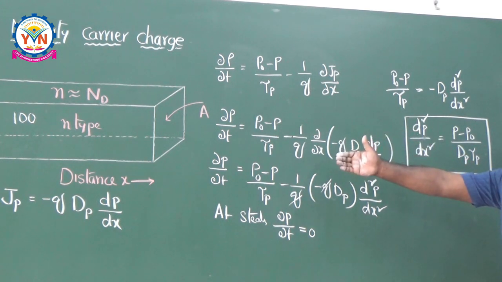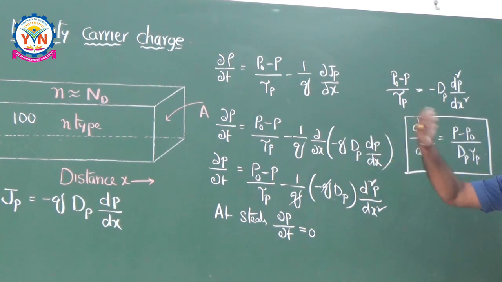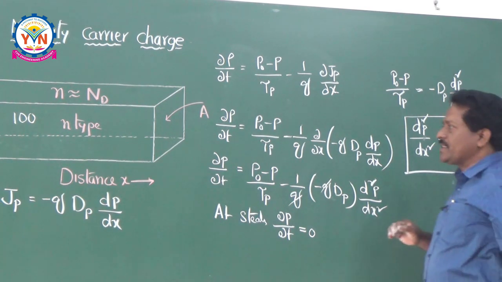In our case, what are the minority carriers? Holes, injected holes. Injected holes are varying with respect to time as well as distance. So here, what do you mean by this Dp? That is much more important. Dp means diffusion length of the carriers. Now I would like to explain what the diffusion length is here.